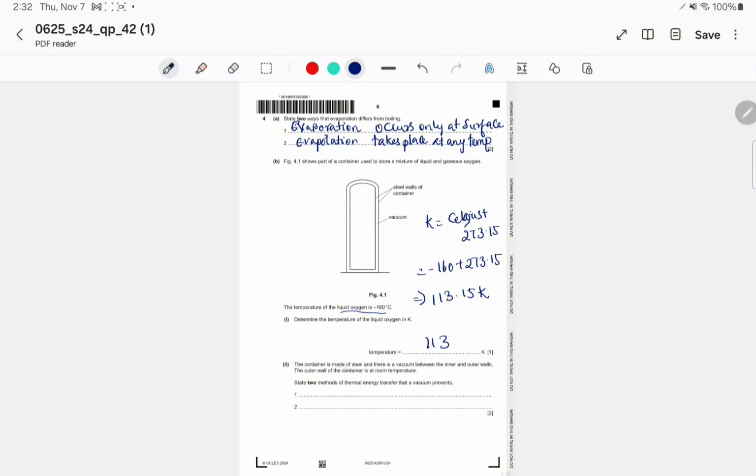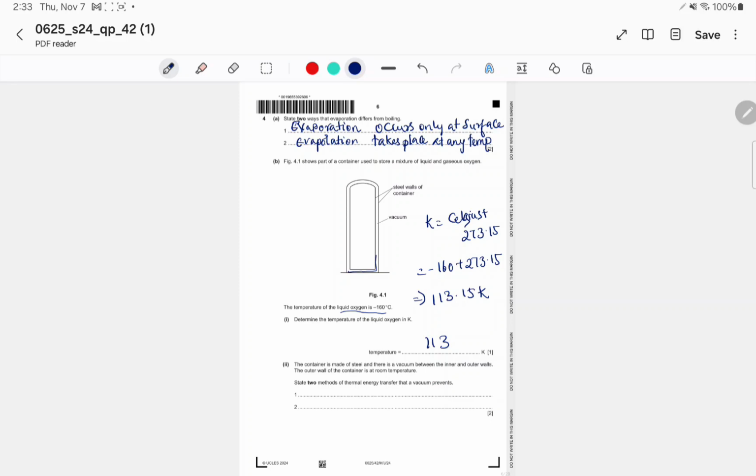Next part of the question: the container is made of steel and there is a vacuum between the inner and the outer wall. This is the vacuum part. The outer wall of the container is at room temperature. State two methods of thermal energy transfer that a vacuum can prevent.